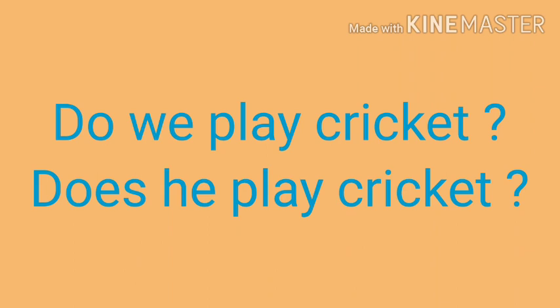Here, in the first sentence, the subject we is plural, so we add do before the subject, and in the second sentence, the subject he is singular and we use does before the subject. So before the singular subject we use does and before the plural subject we use do, and after the subject we use the root form of the verb.